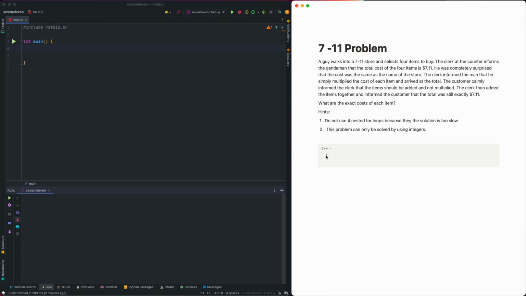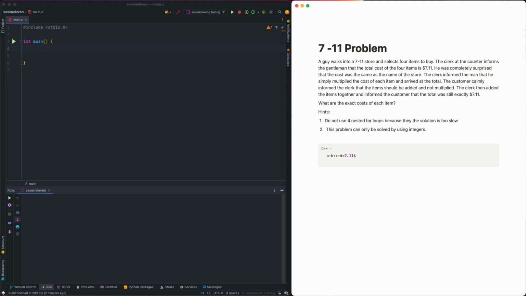And we also get 2 hints. First one, do not use 4 nested for loops because the solution is too slow. And second, this problem can only be solved by using integers. So, to recap the problem, a guy walks into a store and he buys 4 items. So we can say A, B, C, and D. And the total is $7.11 for this.